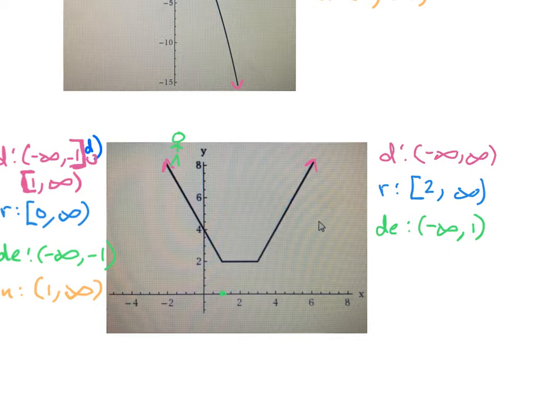Then from 1 to 3, our graph is flat, so this would be constant. So we are constant from 1 to 3. And again, always use parentheses for increasing, decreasing, and constant. And then lastly, we end increasing from 3 to infinity.